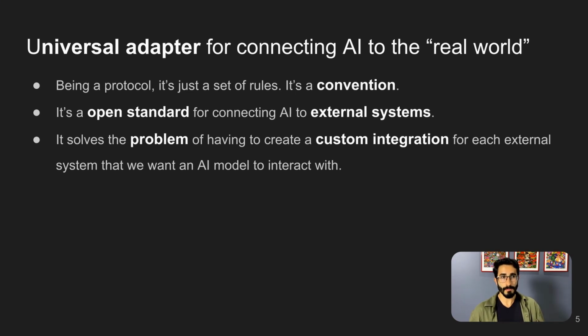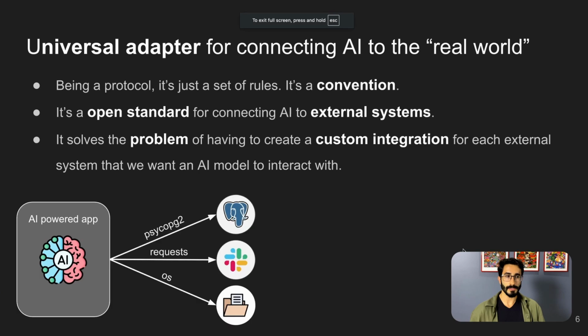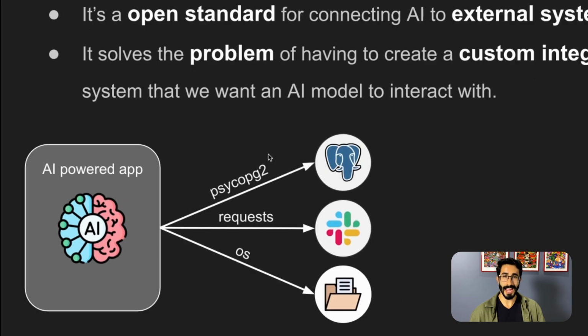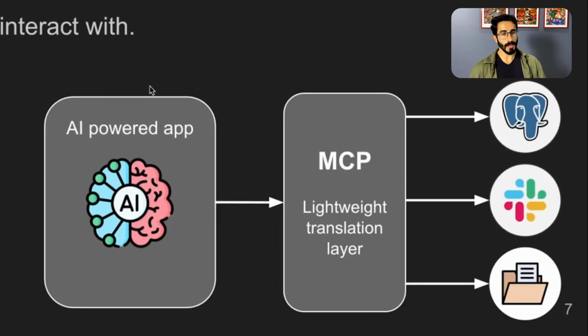And the problem this protocol solves is the problem of creating different custom integrations to different systems. So before MCP, you had to actually integrate your application to different systems, and this was expensive and time consuming. But with MCP, you actually have this lightweight layer that translates the LLM requests to these external systems, and it becomes very simple to leverage tools in your AI apps.